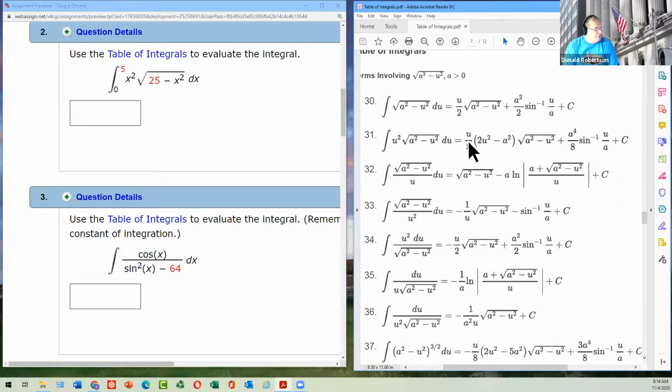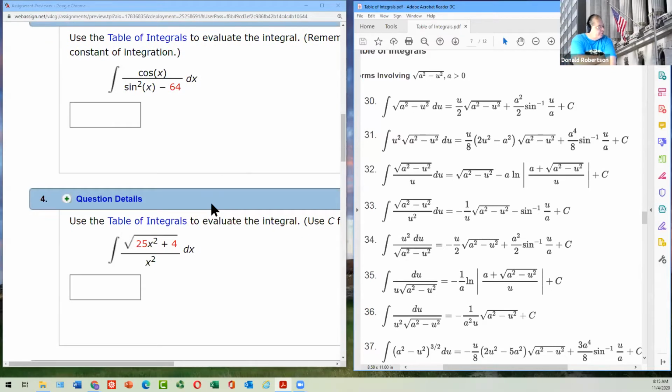So that would be x over 8, 2x squared, take away 25, square root of 25, take away x squared, plus, whatever 5 to the power of 4 is, 625, over 8, inverse sine of x over 5 plus c. Do you see that once you know A and you realize that x and u are interchangeable, it's just a matter of plug and chug, right? Just plug in a number, you got your formula.